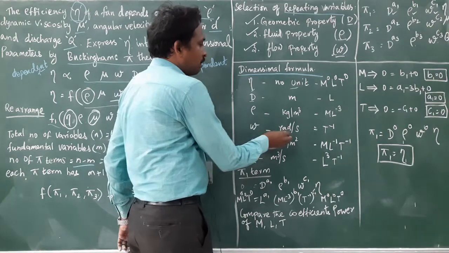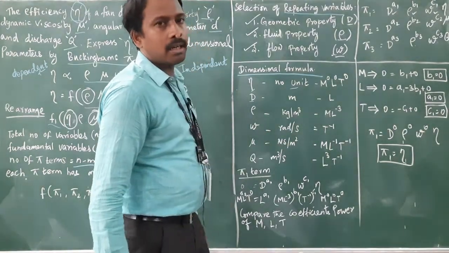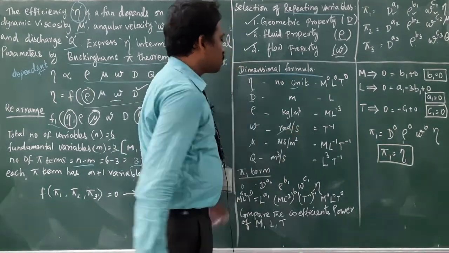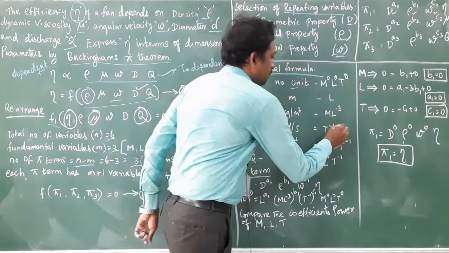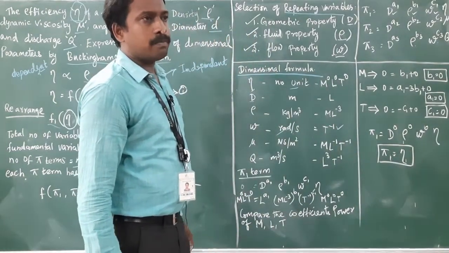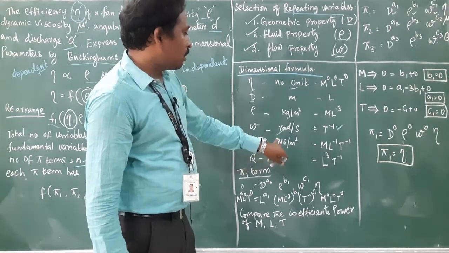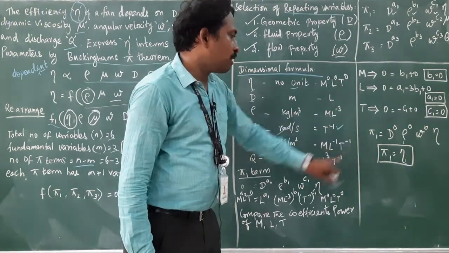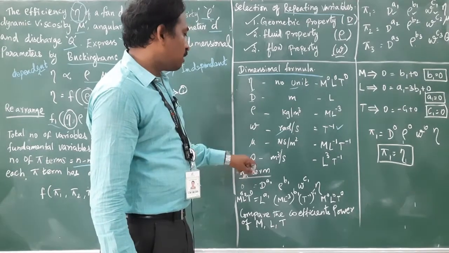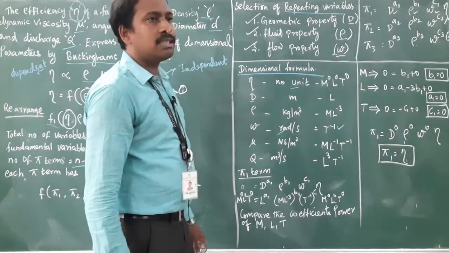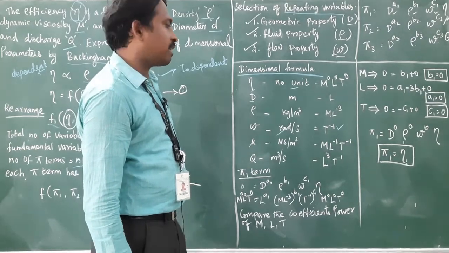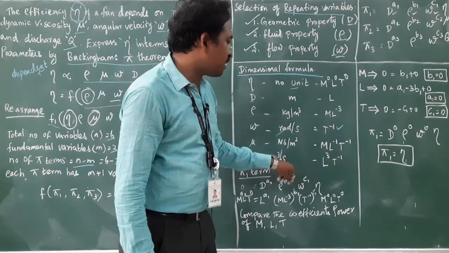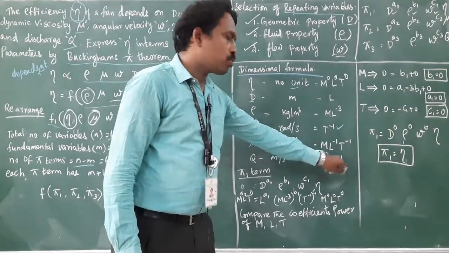Next, omega. Omega unit is radian per second. There is no dimension for radians, so we can cancel this. So per second can be written as T power minus 1. Next, mu unit is Newton second per meter square, M L power minus 1 T power minus 1. Next, discharge. Discharge is denoted by meter cube per second. So meter cube is L power 3 and per second can be denoted by T power minus 1.